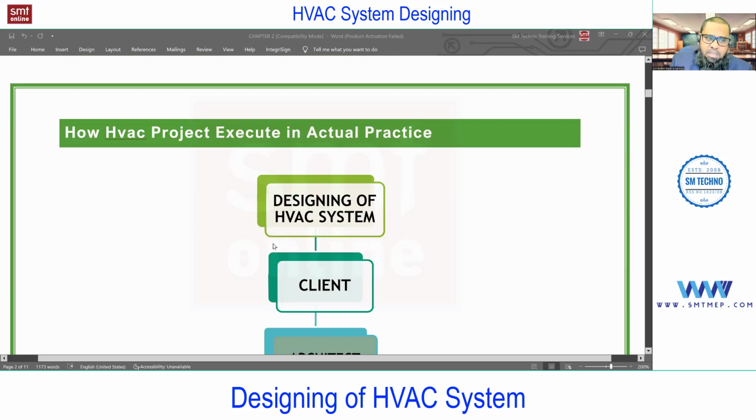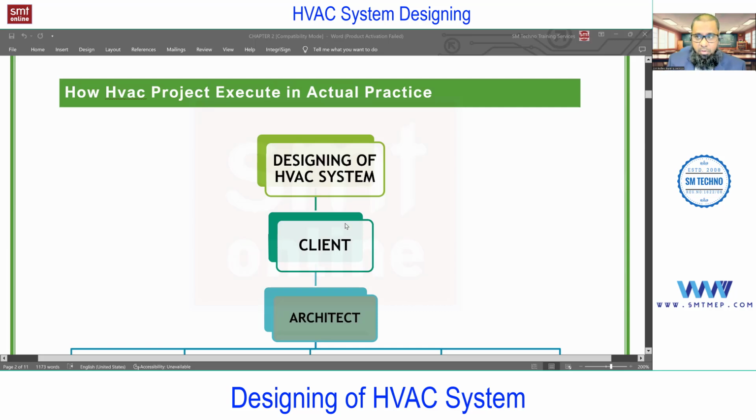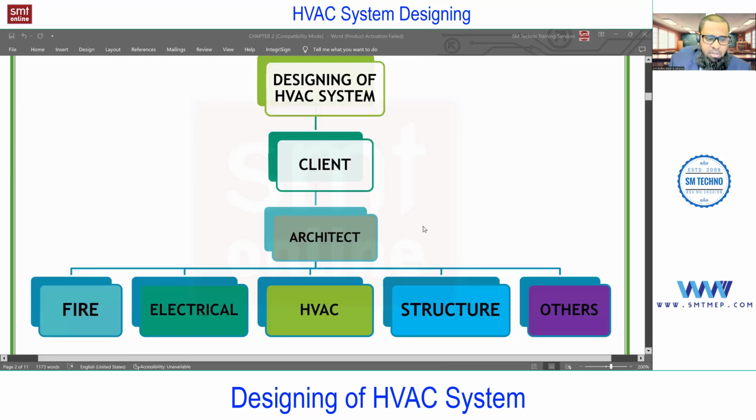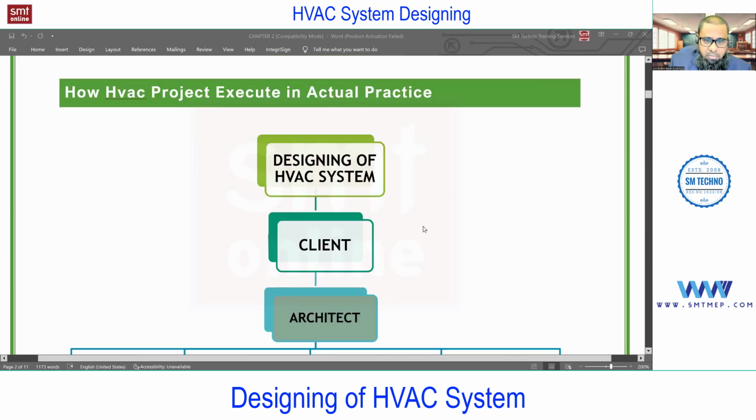So now we'll discuss how this HVAC project executes in actual practice. Because in this training program, we bother about the HVAC service. So my focus is on the HVAC system. Apart from this, I'll give you an idea about the other services also for which coordination is required. But at present, as per this course syllabus, my focus is on the HVAC system. So first we'll discuss the design steps or the design procedure for the HVAC side in actual practice.